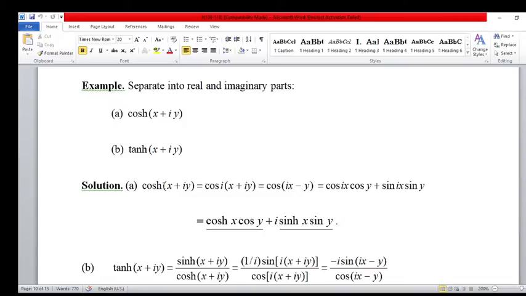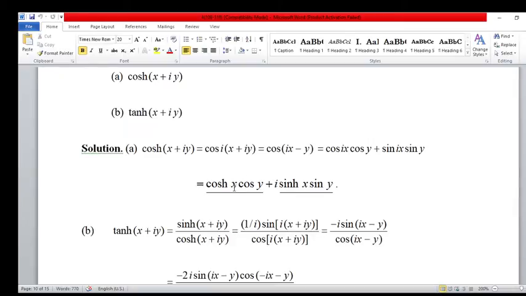So solution A, cosh(x + iy) is equal to, again simple formula applied. This cosh converts into the cos(ix) formula. So cos(i(x + iy)), multiplying i, this is ix minus y, and rearrange this. Open this, cos(A − B) formula, cos A cos B plus sin A sin B. Cos A means cos ix cos y plus sin ix sin y. Again ix converts into hyperbolic. So this is cosh x cos y plus i sinh x sin y.